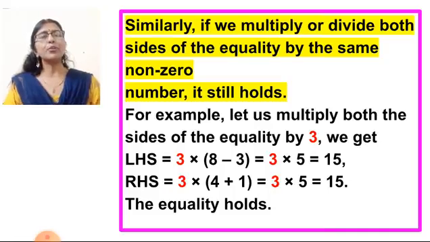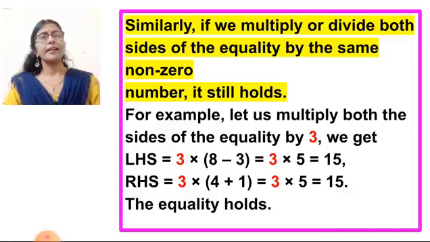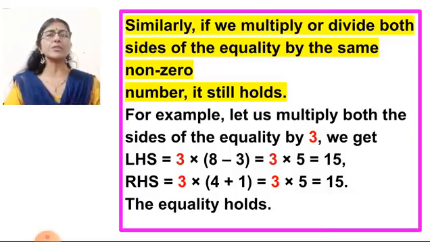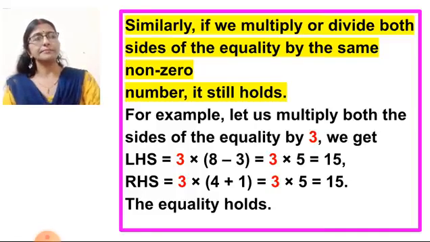So when we multiply both the sides by 3, let us see what we get. LHS will become 3 multiplied by, the equality was 8 minus 3. So 3 multiplied by, in bracket, 8 minus 3. So it will be 3 multiplied by 5. And 3 into 5 is 15. Now RHS was 4 plus 1. So 3 multiplied by 4 plus 1. So it will become 3 multiplied by 5. So 3 into 5 is 15. You can see both LHS and RHS are equal. So here also again the equality holds.